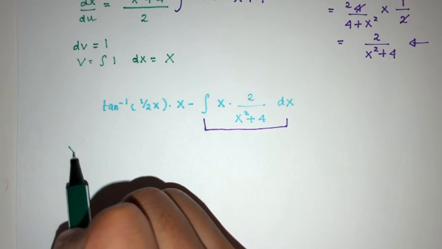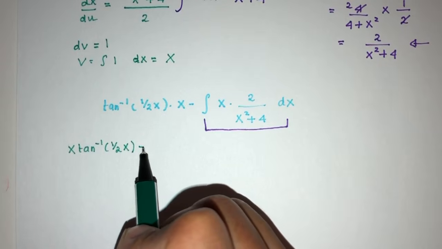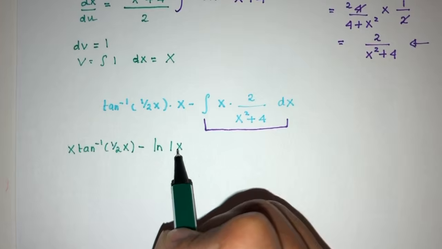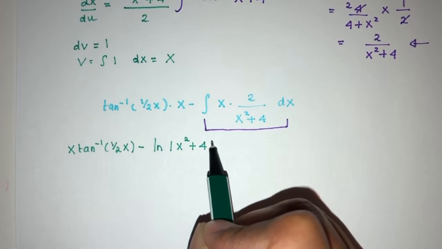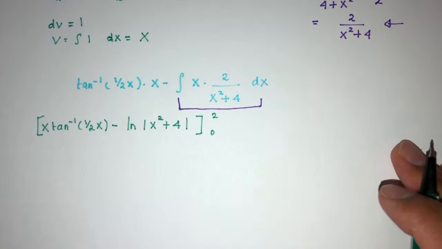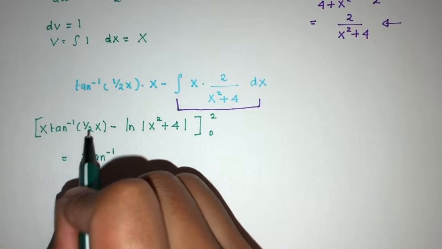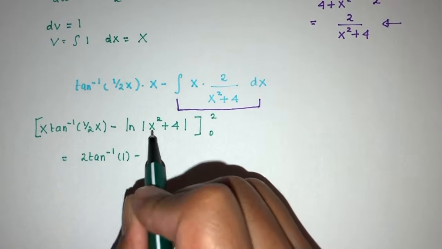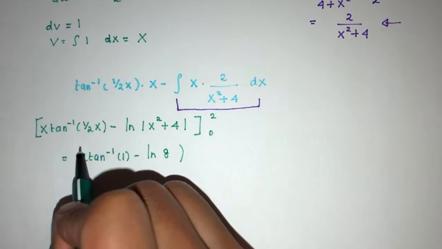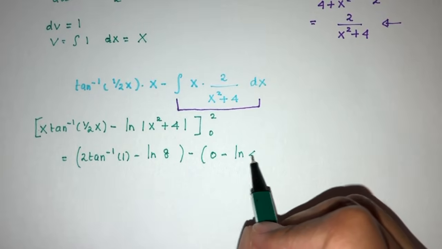Let's rewrite this on the main page. So from this we get x tan inverse half x minus ln of x squared plus 4. And the limits are given by the question as 2 and 0. So first we have to replace x by 2 here, that will be 2 tan inverse of 1, minus ln of 8, minus, and we put 0 here, that will be 0, minus ln of 4.